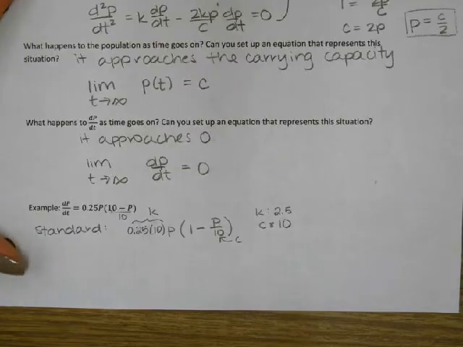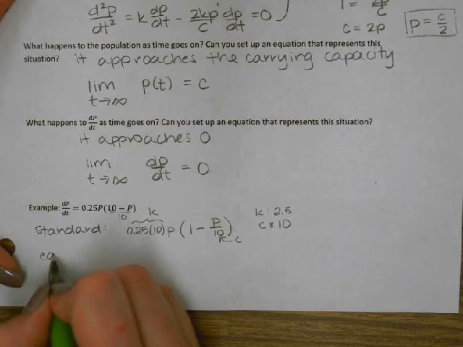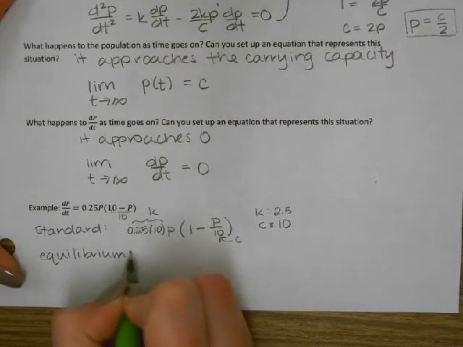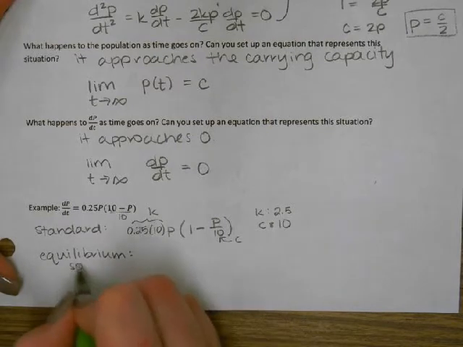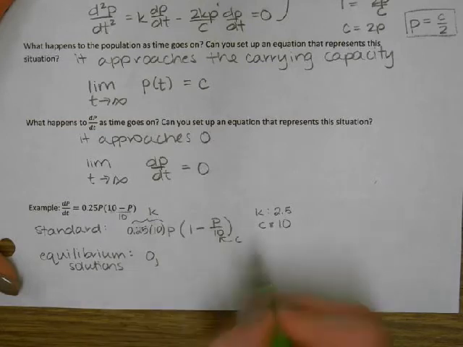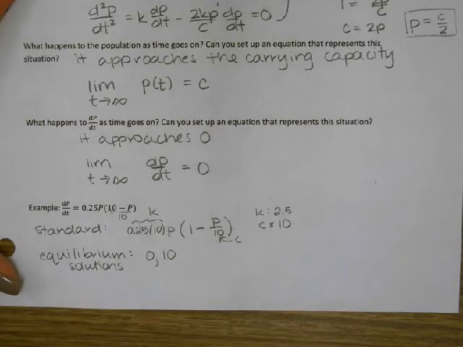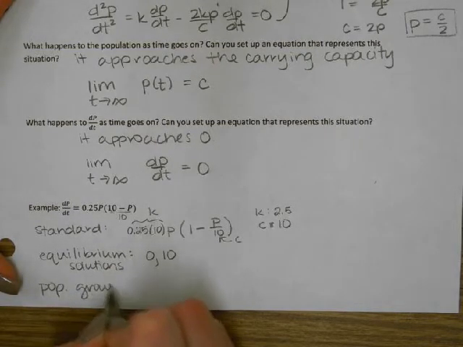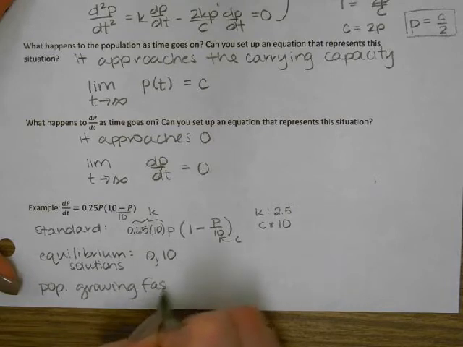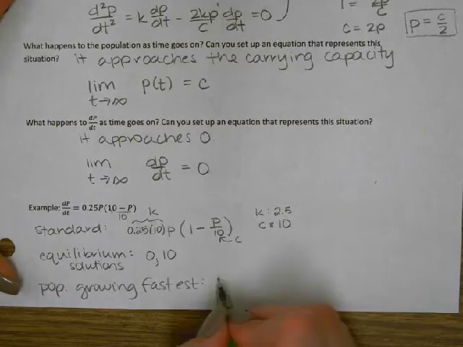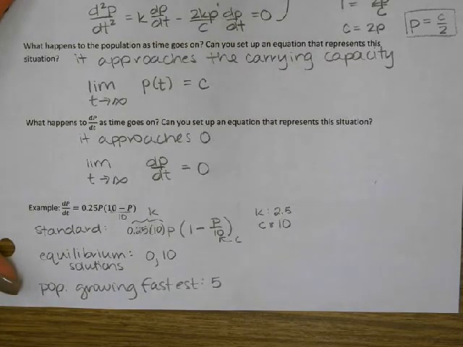So now I can go ahead and see what my equilibrium solutions are, since it's in that standard form. My equilibrium solutions are going to be 0 for this part, and 10 for this part, so 0 and 10. And the population is growing the fastest at c divided by 2, or half of c, so it's growing the fastest at 5.